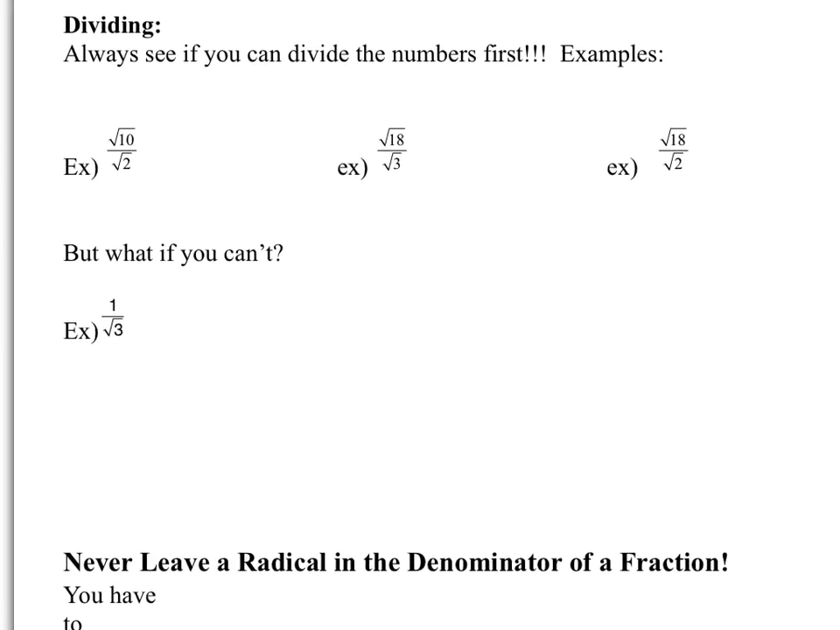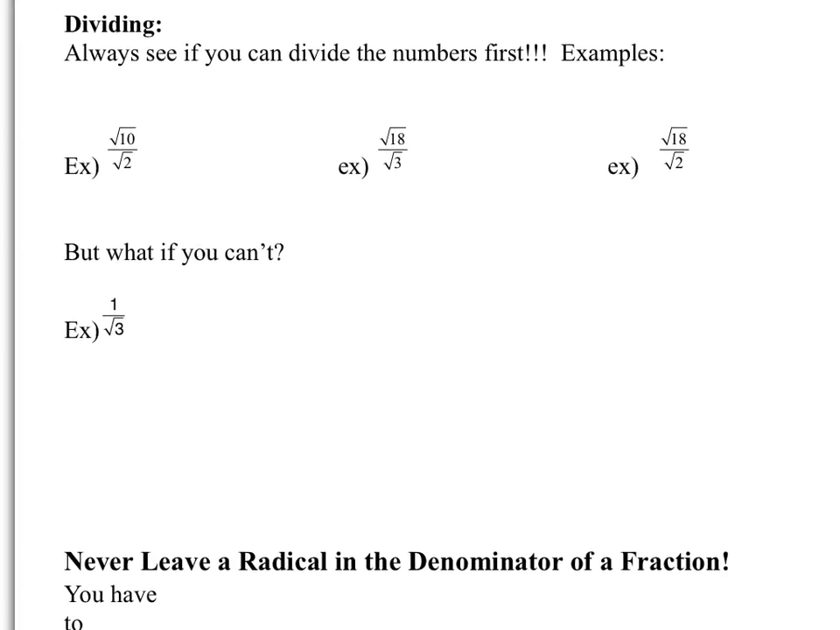Dividing. Always see if you can divide the numbers first before we do anything. That should be step 1. You want to be very nice and methodical about this. I see root 10 divided by root 2, and 10 and 2 are divisible by each other, so you would get root 5. Root 18 divided by root 2, they are divisible, so I can simplify and get root 6. In this example, root 18 all over root 2, I can simplify and get root 9, which is the whole number 3.